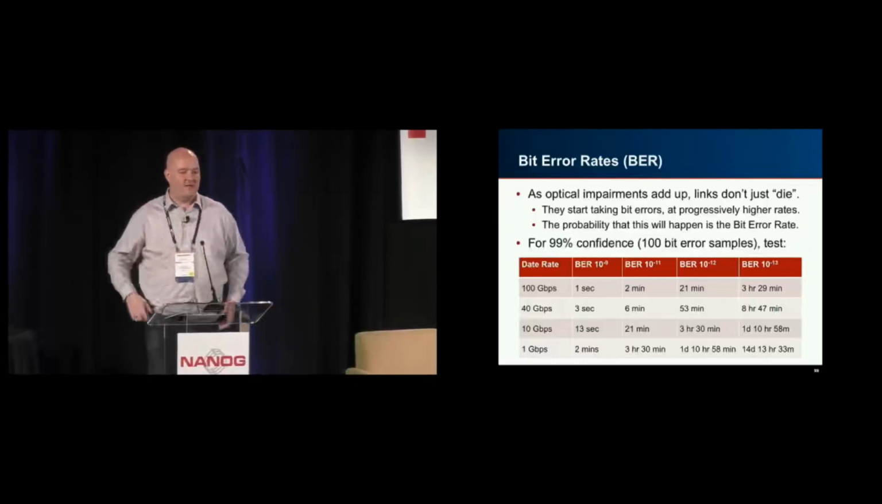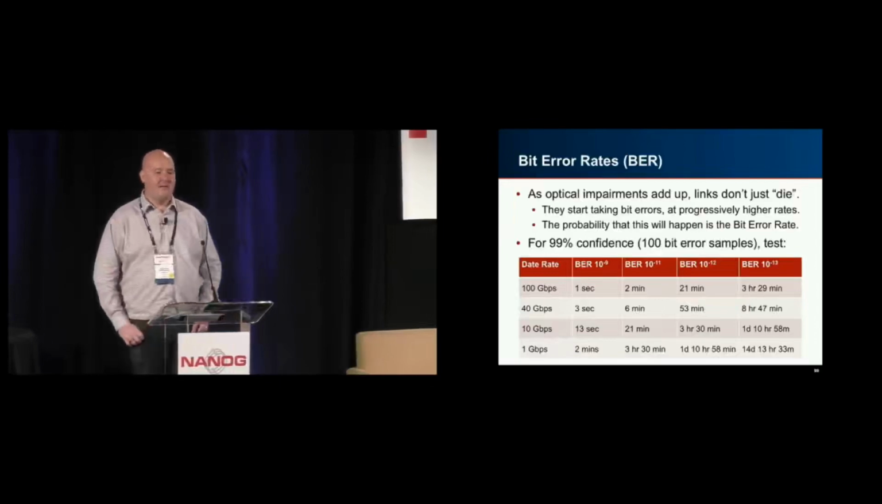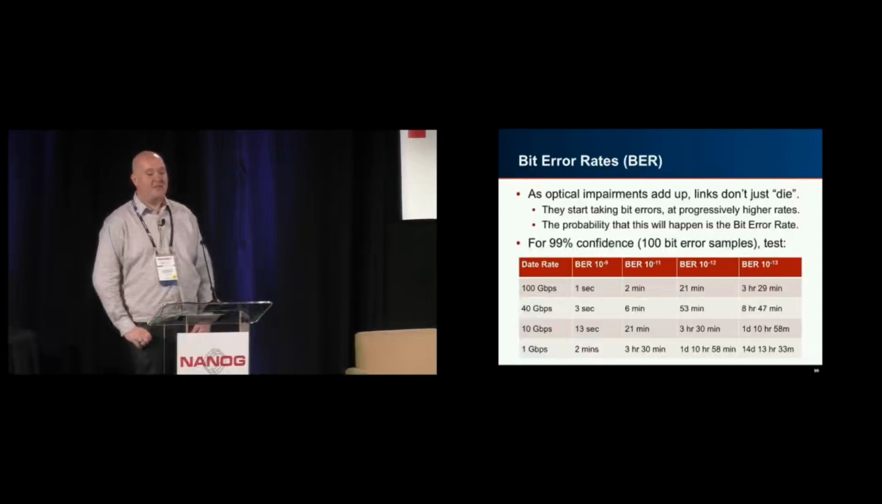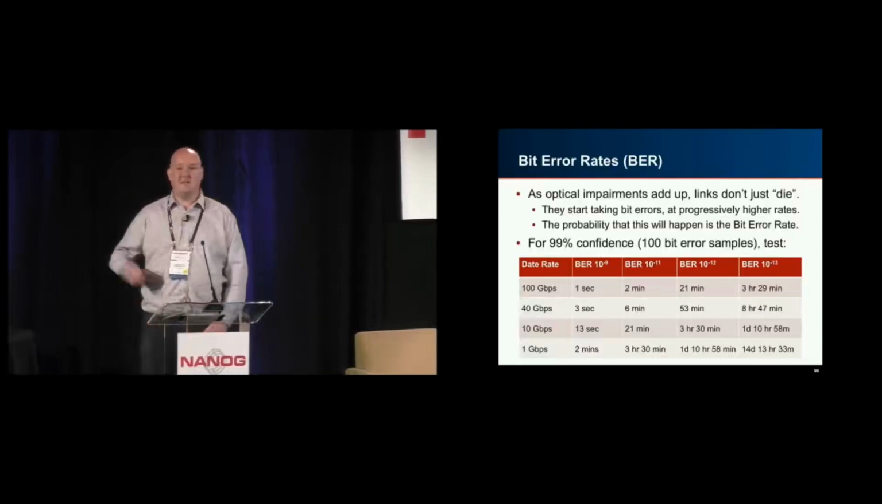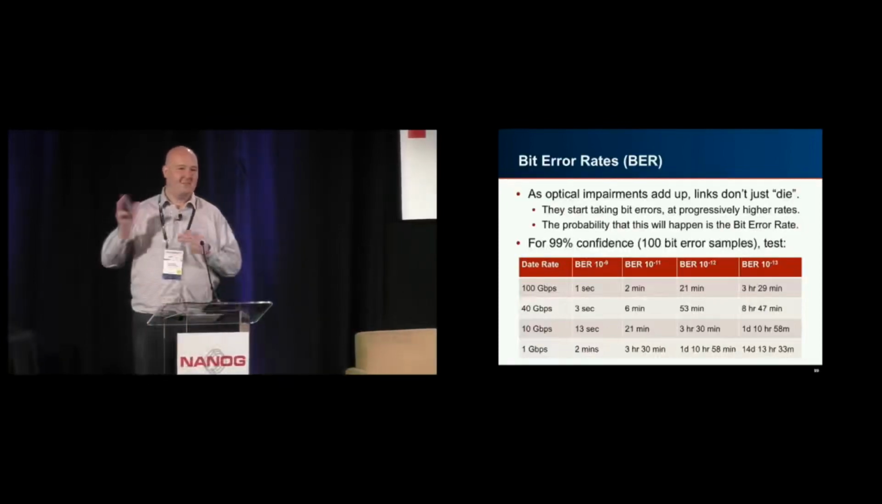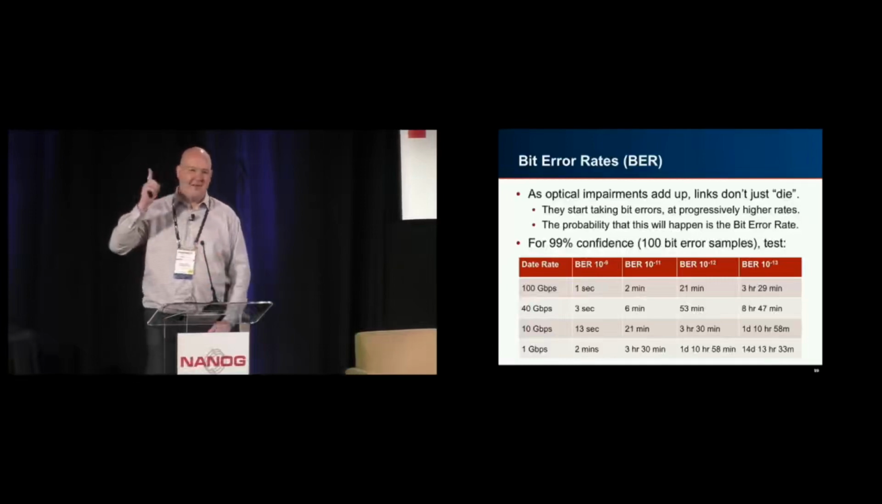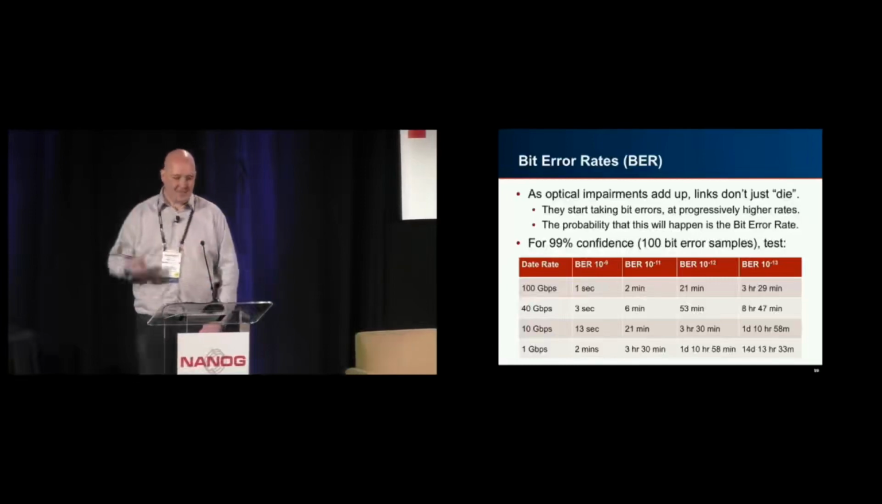So if you want to guarantee, for example, that you're only going to have 1 bit error every 10 to the negative 13, which is decent, at 100 gig, you need to test this system for 3.5 hours. At 1 gig, you need to test this for 14 days. You have to send a signal for 14 days. You have to transmit at line rate for 14 days to see if you're going to encounter that bit error once.